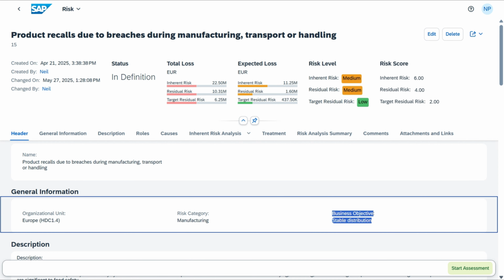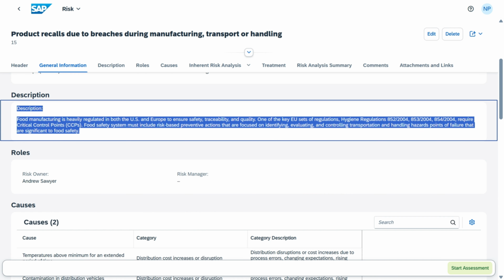It's important to link the risk to a business objective to properly prioritize risk and control management efforts and their contribution to meeting those objectives. Unsurprisingly, food manufacturing is heavily regulated in the USA and EU and elsewhere in the world. Regulations are increasingly moving towards preventative, rather than reactive, management.